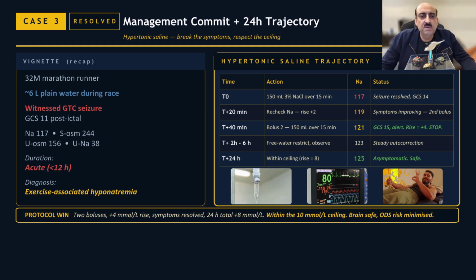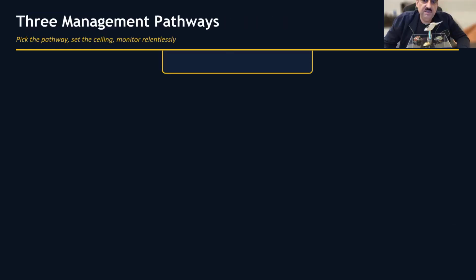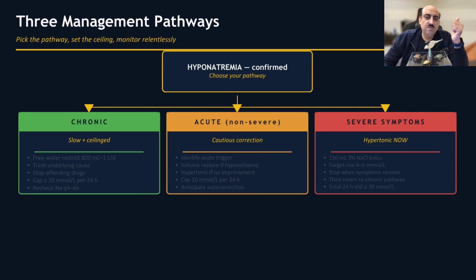Then at the 24-hour interval, the sodium is 125, which is an 8 millimole correction, exactly within the target range. Patient is asymptomatic and totally safe. 2 boluses, 4 millimole rise in the first 4 hours, then 8 millimole in the 24-hour period. Brain is safe, and osmotic demyelination syndrome risk is minimized. Classic textbook execution. We have 3 management pathways, 1 for chronic and 2 for acute. You need to pick one depending upon the clinical scenario and stick to its ceiling.